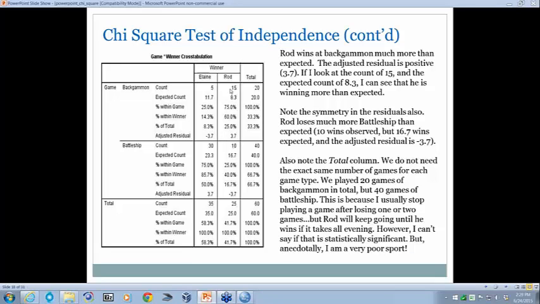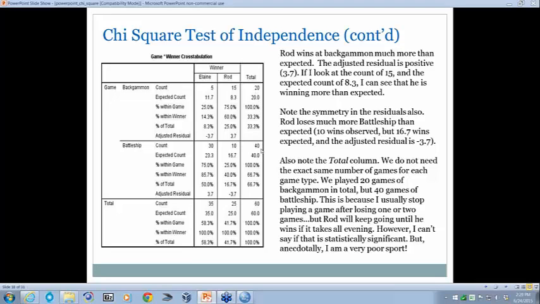If we look down here, here's Rod again. Here's Battleship. So we go across. He won 10 Battleship games out of 40. There's our total. So out of 40 games, he won 10. We did expect that all things being equal, he would have won almost 17. So he actually won less than expected. So there's your negative residual.